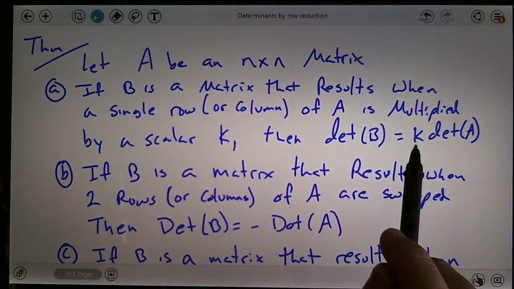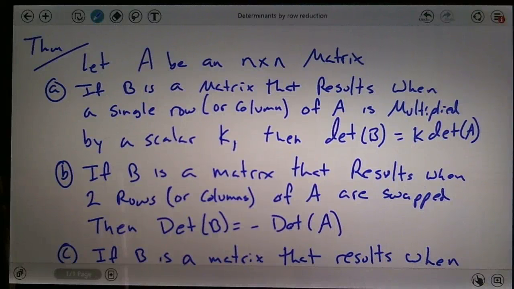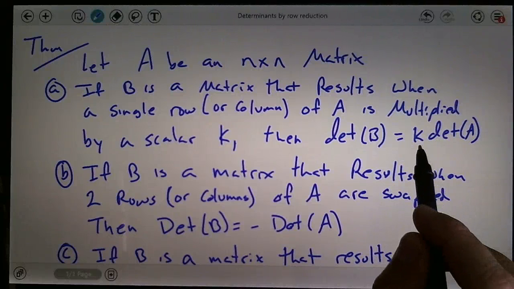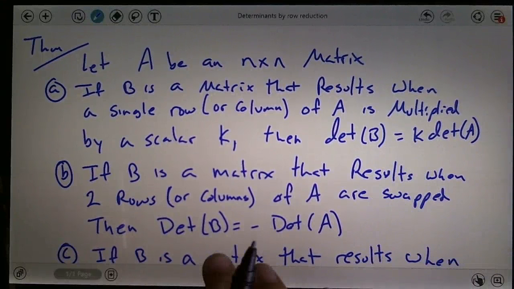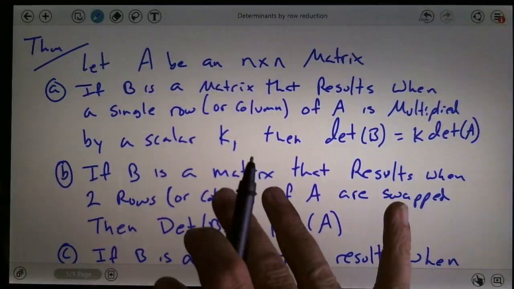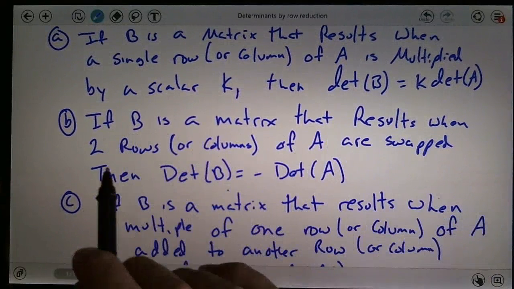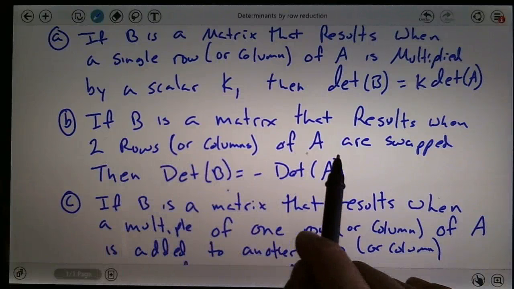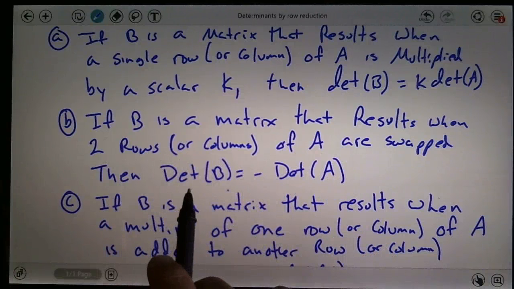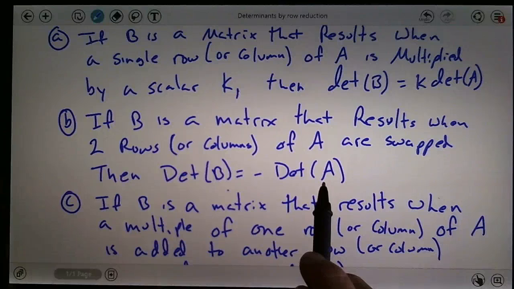I think in class we looked at if you multiplied the whole matrix by k, that it didn't work, but just multiplying by one row does that. 2, if B is a matrix that results when two rows or columns of A are swapped, then the determinant of B is minus the determinant of A.